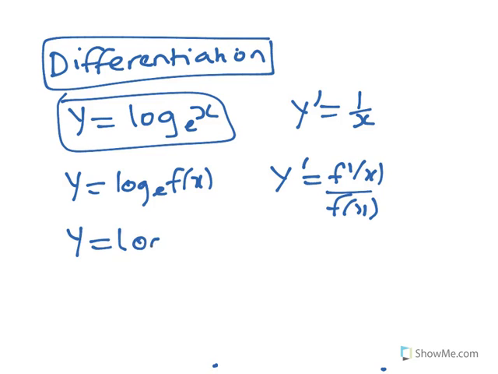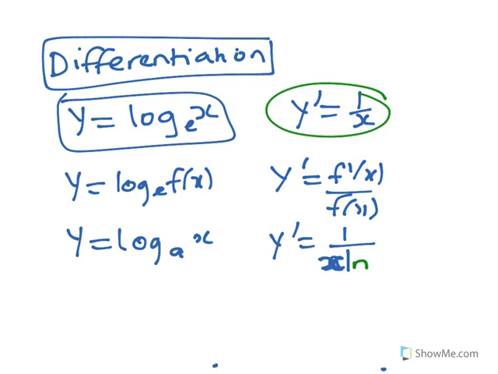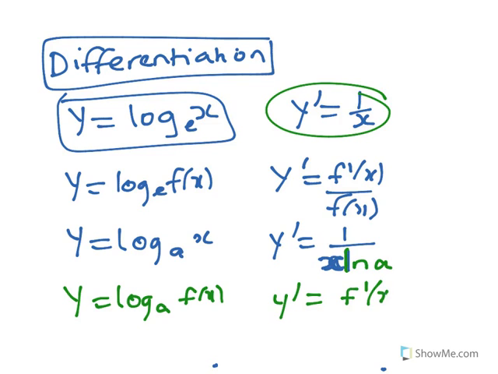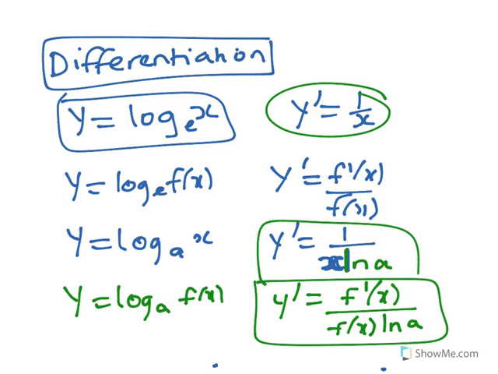If you have log base a of x, then y dash will be 1 over ln a times x. See how it's almost the same as this? But remember you have to attach the ln a. Okay? And if we did the most basic one with the f of x, then y dash would be f dash x on f of x, but you have to attach the ln a. That would be the difference.